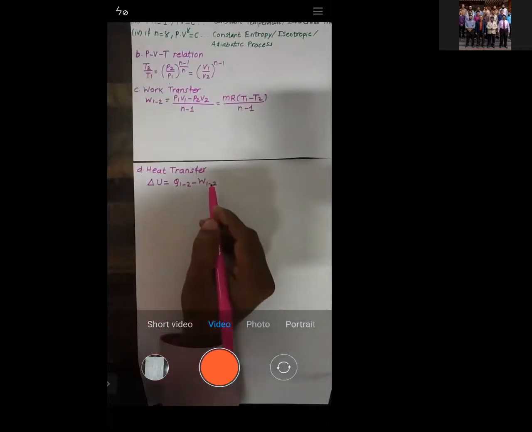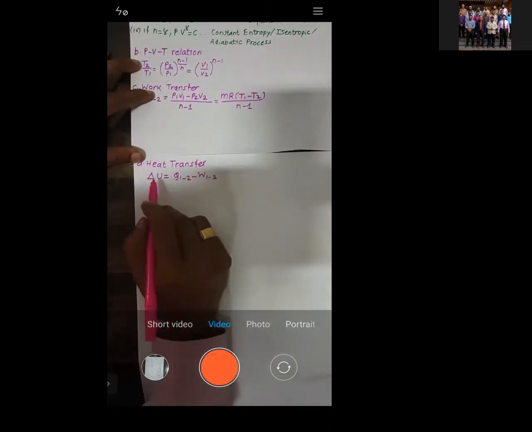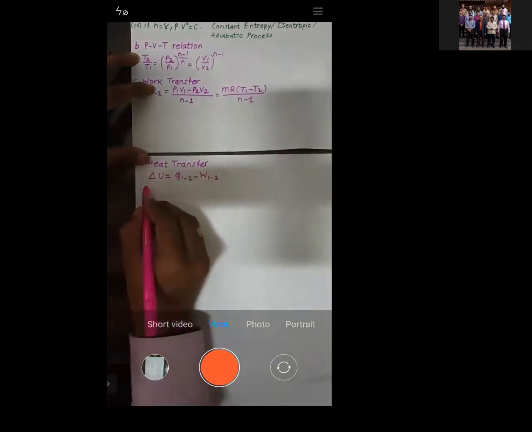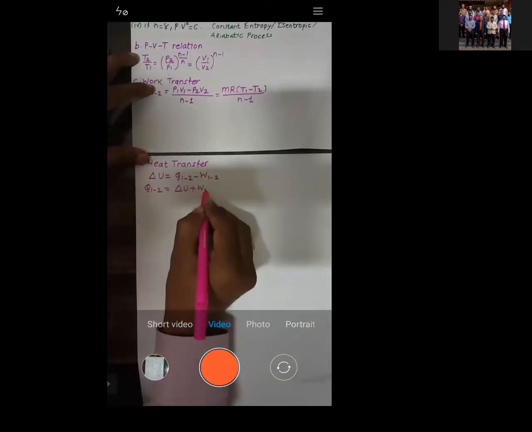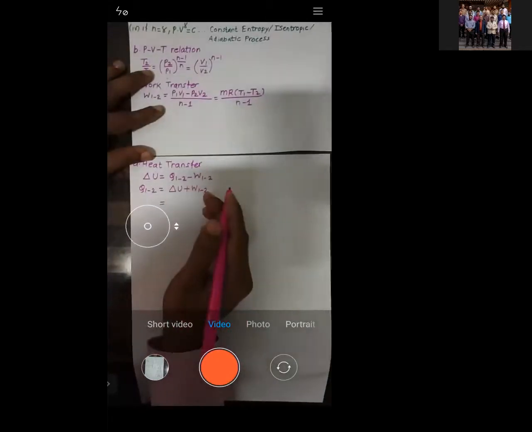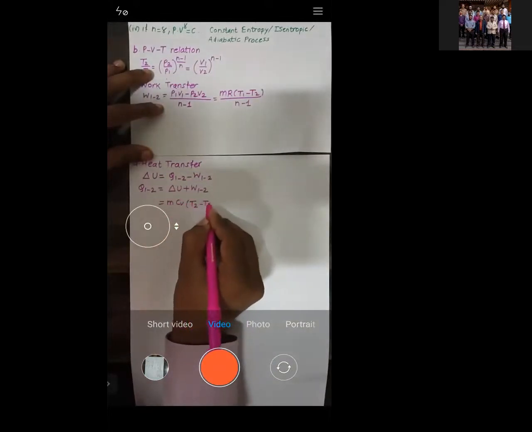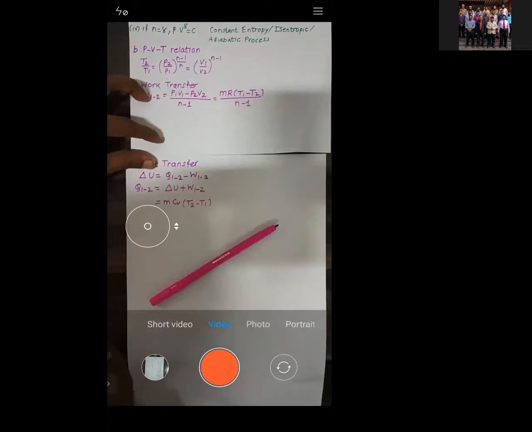If you go for an adiabatic process, heat transfer is 0. But now we are dealing with the polytropic process. So change in internal energy is given by the difference between heat transfer and work transfer, so Q12 is equal to delta U plus W12. The formula for delta U remains the same for any process: it is m Cv into (T2 minus T1).